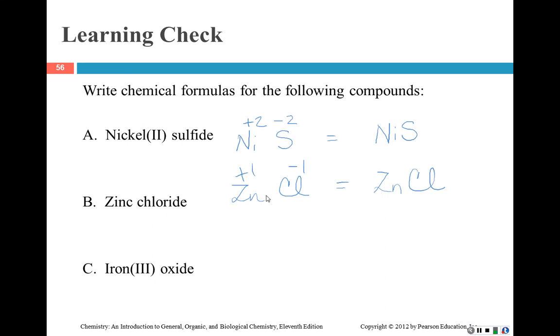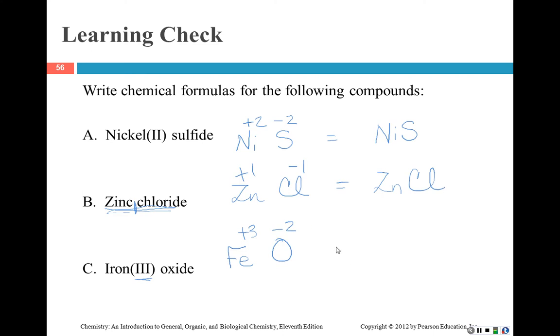Iron 3 oxide. Iron is a plus 3. I know that from the Roman numeral. How did I know this was a plus 1 zinc? Because it doesn't have any Roman numeral in there, right? And plus, if you remember, zinc is not one of those that has multiple charges. So iron for this one, iron is a plus 3. Oxygen is what? A minus 2.